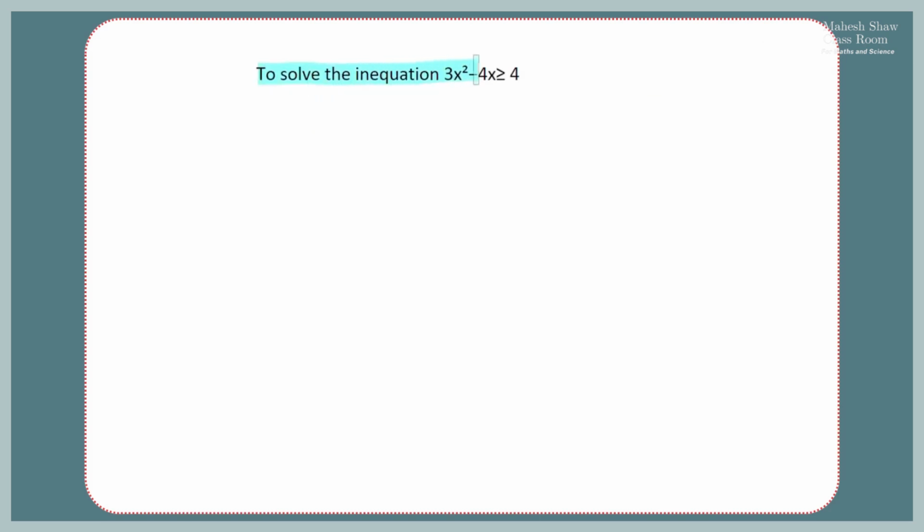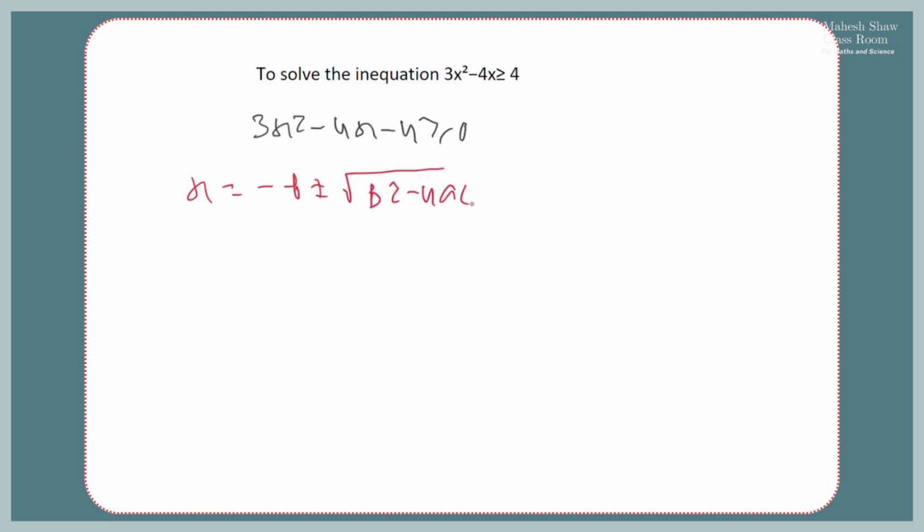The question is to solve the following inequation. The first thing we'll do is to rewrite the equation as 3x square minus 4x minus 4 greater than equal to 0. Next, we'll find the root using quadratic formula. This is minus b plus minus under root b square minus 4ac divided by 2a.